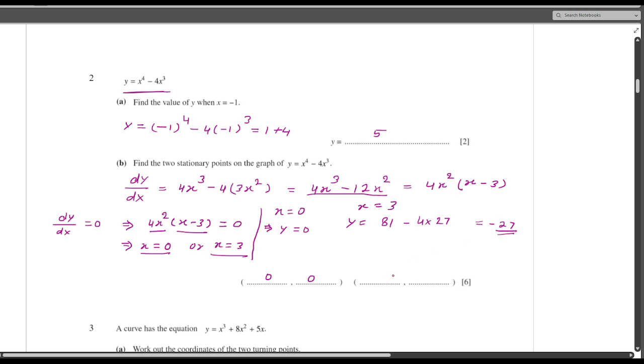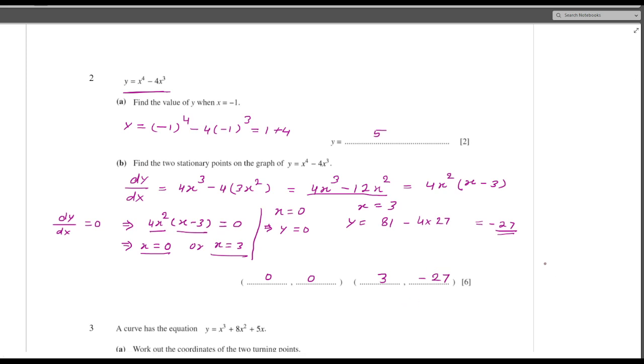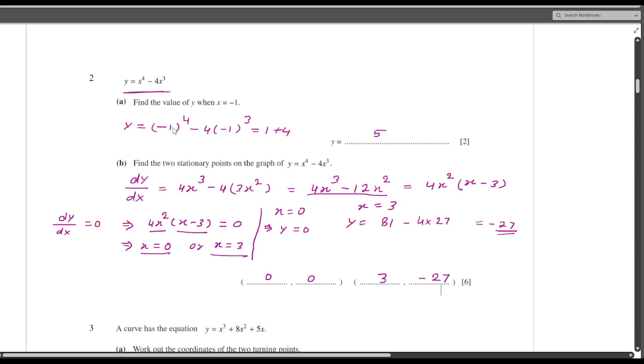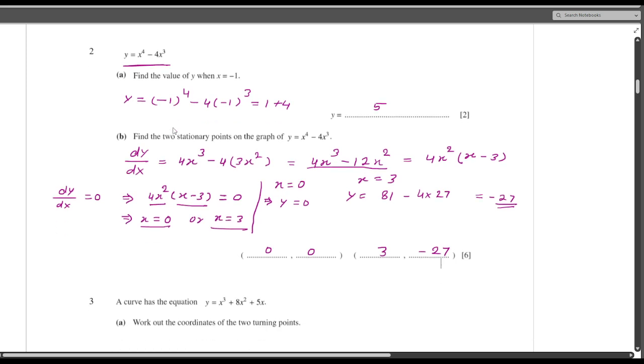Okay, so when x is 3, your y is minus 27. So therefore the second stationary point will be (3, minus 27). Now this question comes for 6 marks. Okay, so here understand what we have done.